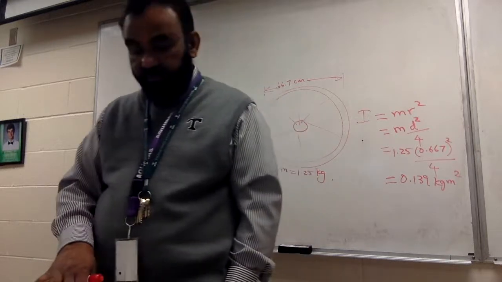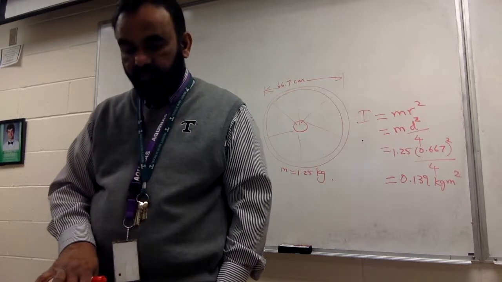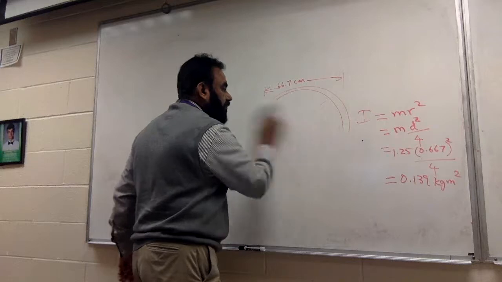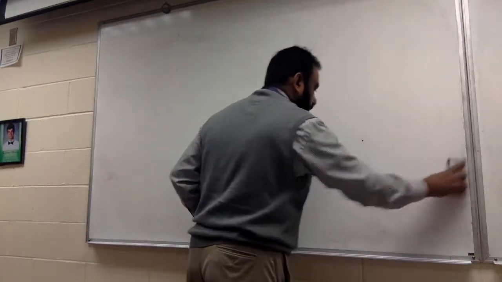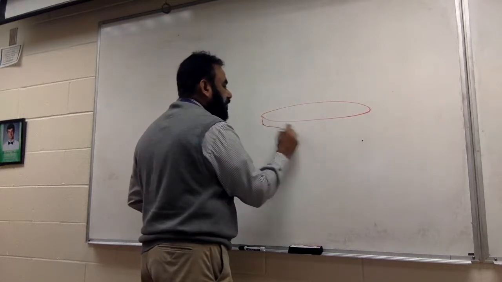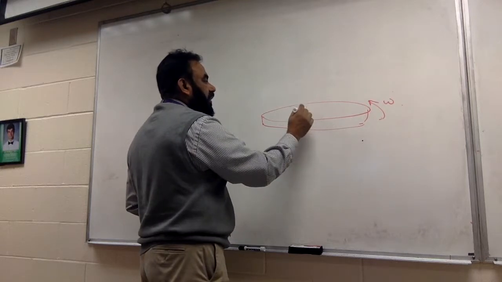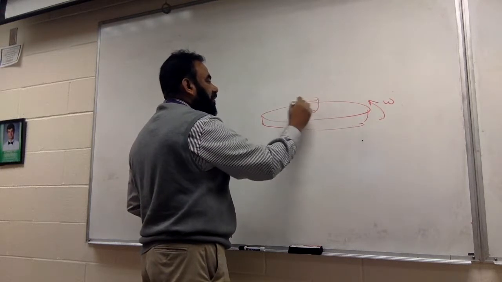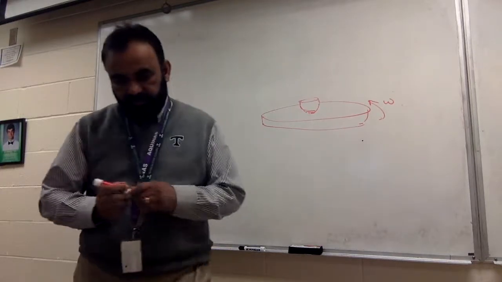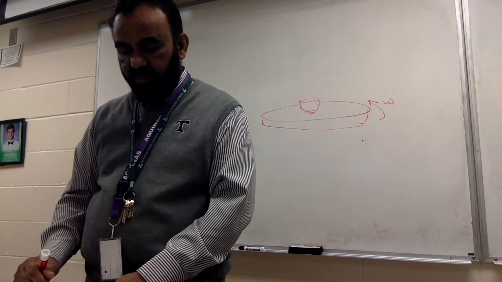A potter is shaping a bowl on a potter's wheel, rotating at constant angular speed. So we have the potter's wheel. It's spinning at a constant angular speed, and the potter is actually working on a pot. So a potter is shaping a bowl on a potter's wheel, rotating at a constant angular speed.